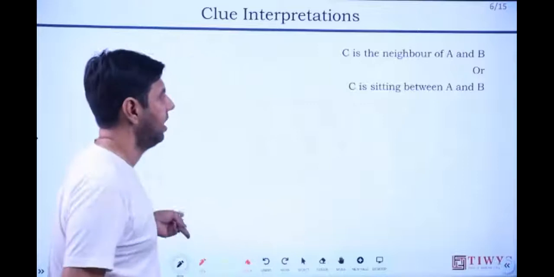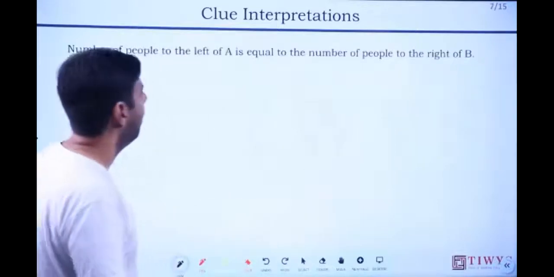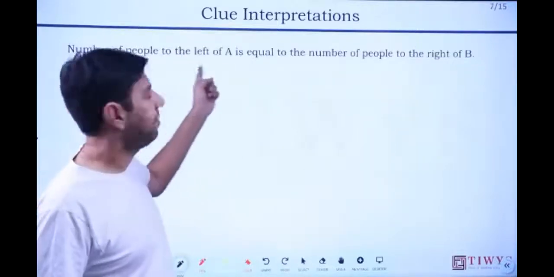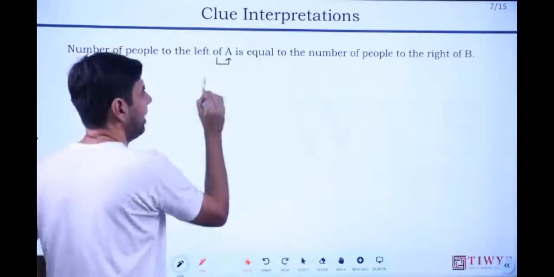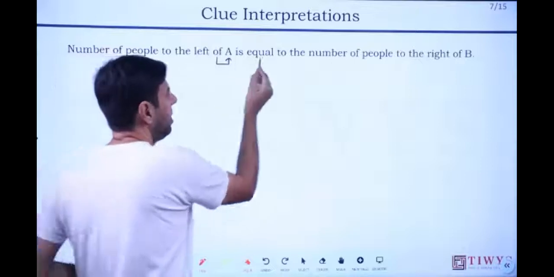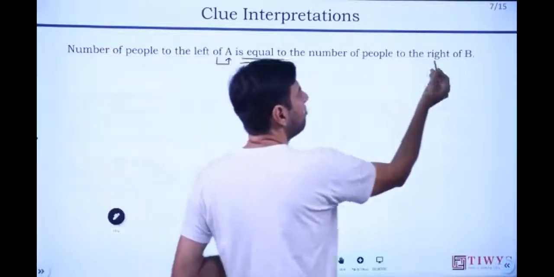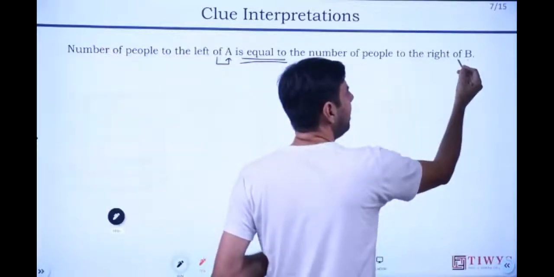Okay, चलिए. Okay, the number of people on the left of A. हमेशा ना रेफरेंस लीजिए A का और फिर left is equal to the number of people on the right of B.